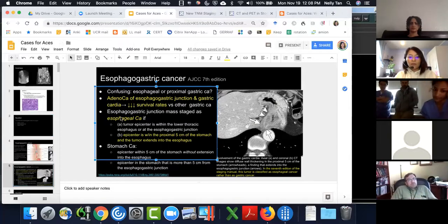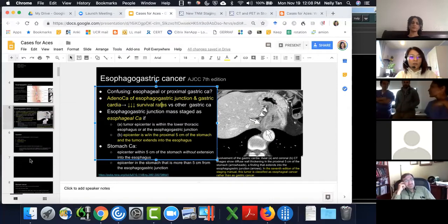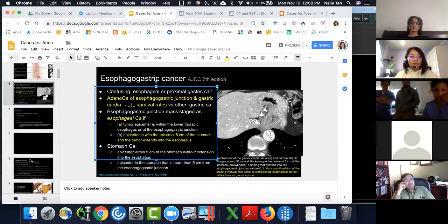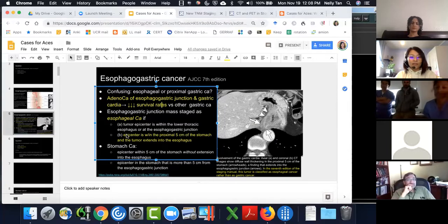But the most recent edition classifies esophageal gastric cancers as esophageal if the epicenter is within the lower thoracic esophagus or at the GE junction, or if it's within 5 centimeters of the stomach cardia, and the tumor extends into the esophagus. And I think that's what this is. I mean, feel free to disagree with me. Because originally I thought this was a stomach cancer, so I actually created a PowerPoint on stomach cancer, and then I looked up the esophageal gastric, and it was not stomach.